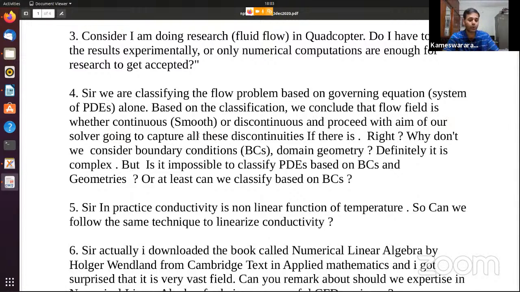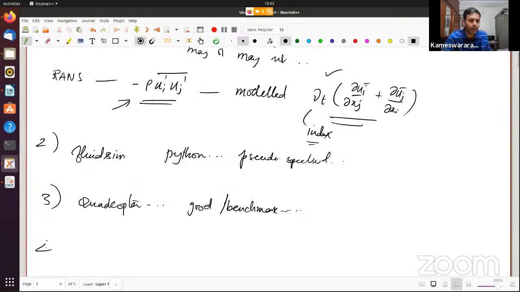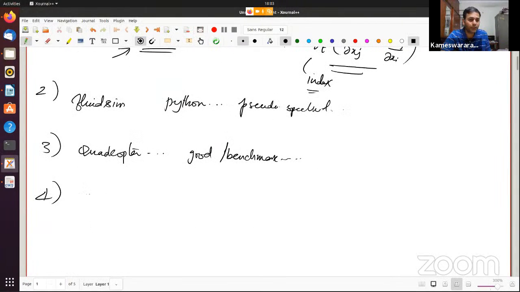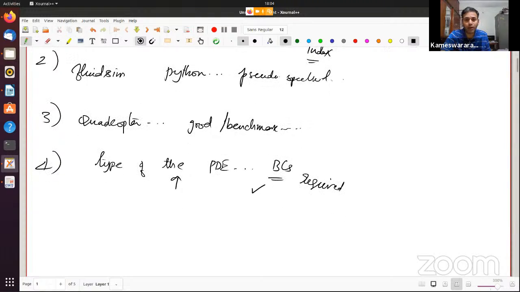Yes, of course. So when you say you're classifying based on the type of the equation, this already includes the boundary conditions, right? The moment you fix the type, the boundary conditions in terms of what are required is already fixed. Of course, the values really don't matter, but we are looking at essentially what type of boundary conditions are required. For example, if you are looking at an elliptic problem, right?